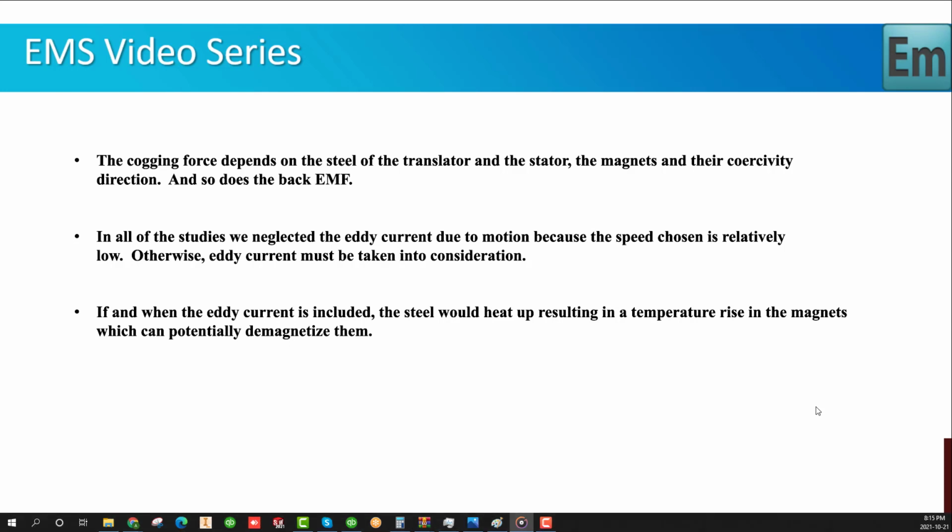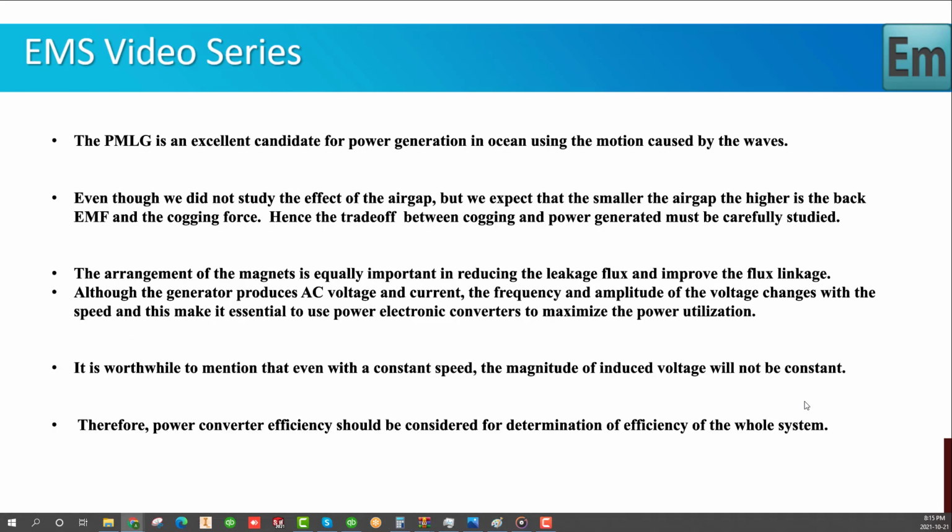If and when the eddy current is included, the steel would heat up, resulting in a temperature rise in the magnets, which can potentially demagnetize them. The permanent magnet linear generator is an excellent candidate for power generation in the ocean using the motion caused by the waves. Even though we did not study the effect of the air gap, we expect that the smaller the air gap, the higher is the back EMF and the cogging force. Hence, the trade-off between cogging and power generated must be carefully studied.